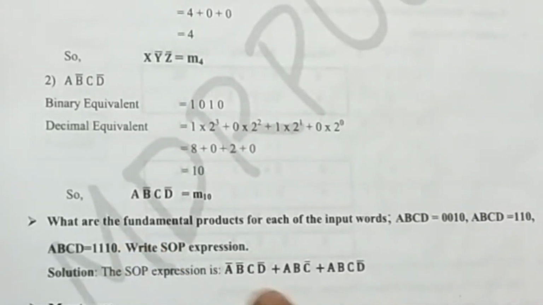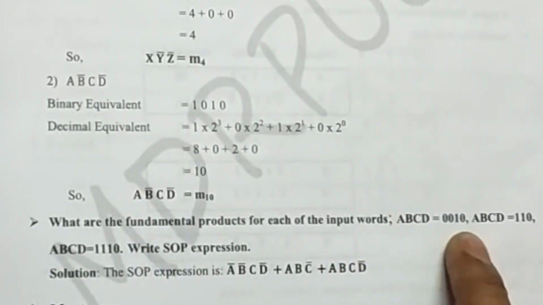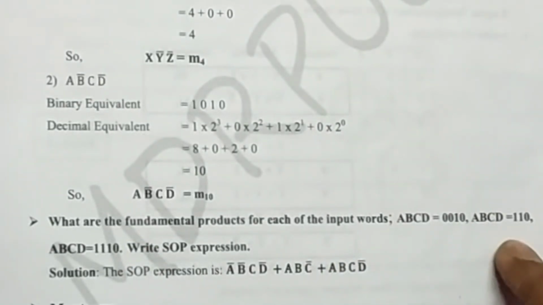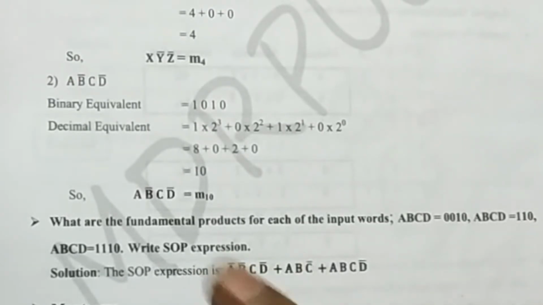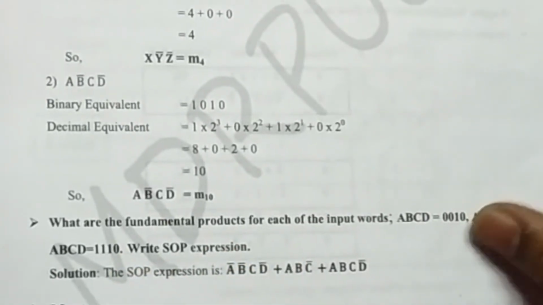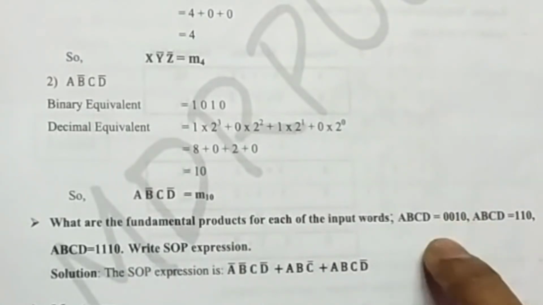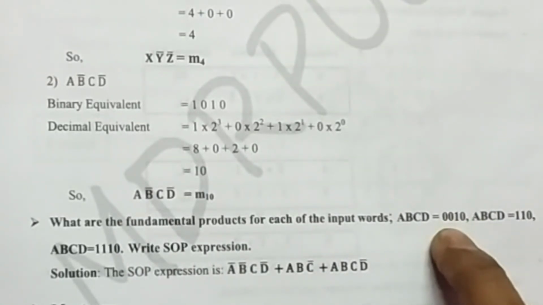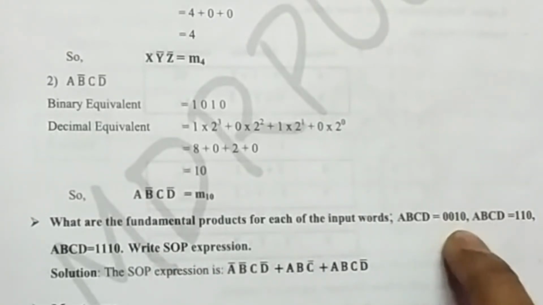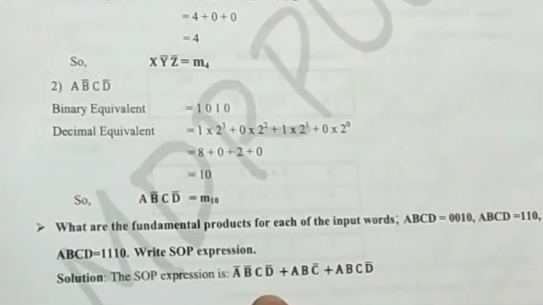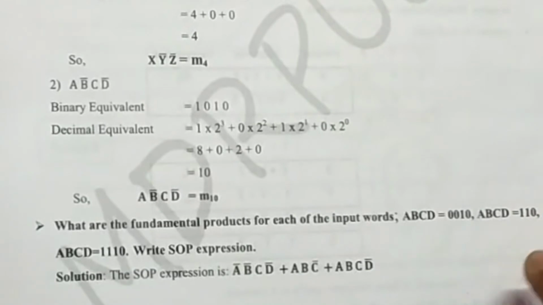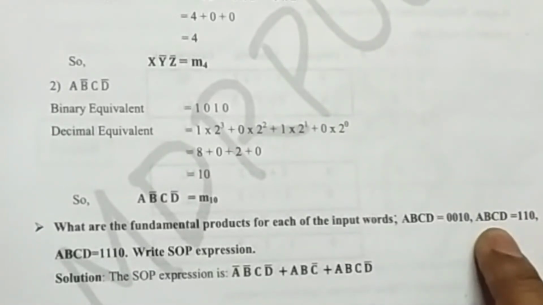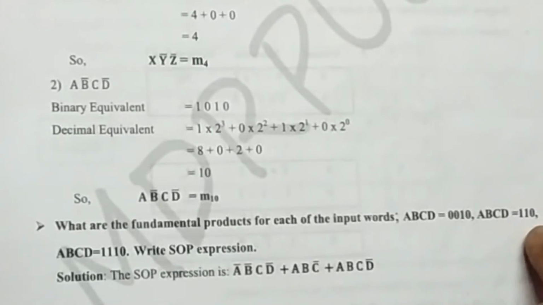So if the values are given, maybe ABCD is equal to 0, 0, 1, 0, ABCD is equal to 1, 1, 0, ABCD is equal to 1, 1, 1, 0, then write the SOP expression. If it is given in this way, how do we write it? So 0, 0, 1, 0 is nothing but A bar, B bar, C, D bar. Plus 1, 1, 0. That means A is there, B is there, C is there, but D is not there.